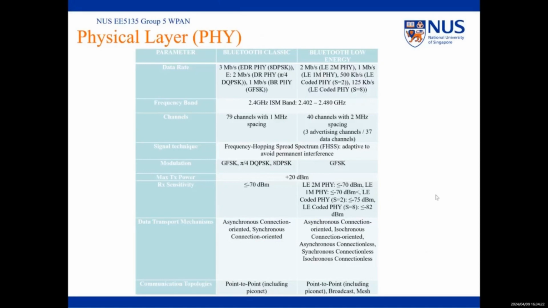The IEEE standard for Bluetooth is IEEE 802.15.1. The devices operate in the unlicensed 2.4 GHz ISM band. The symbol rate is 1 million symbols per second. Running in the 2.4 GHz ISM band, Bluetooth employs frequency hopping techniques with the carrier modulated using Gaussian frequency shift keying.